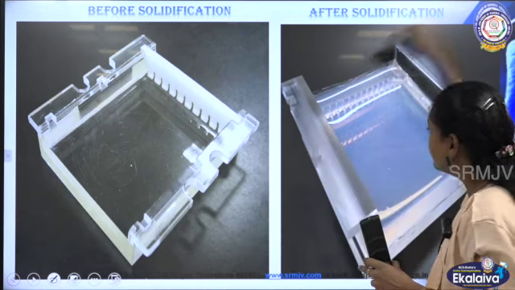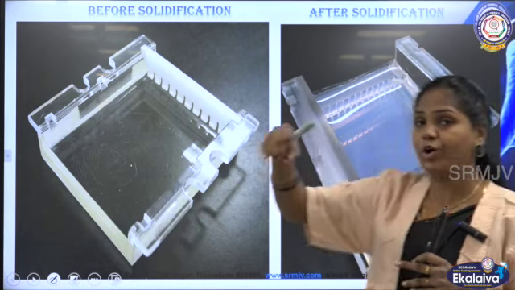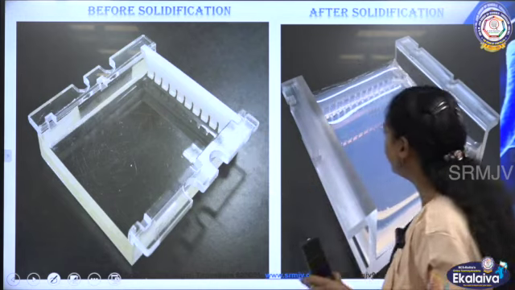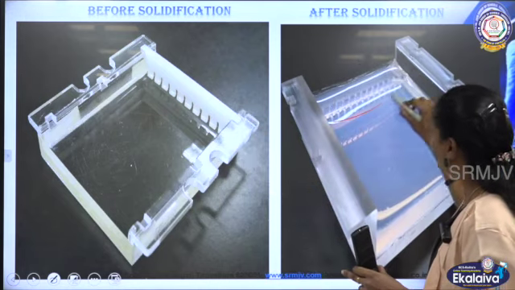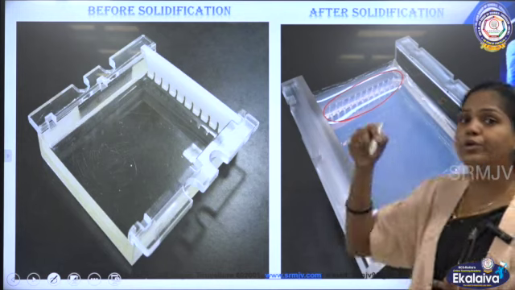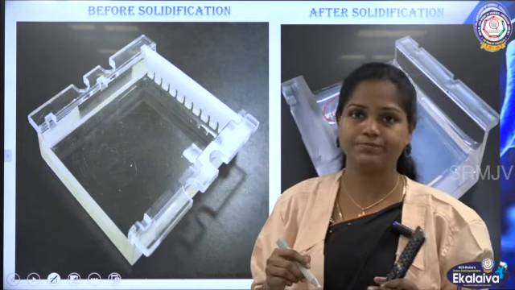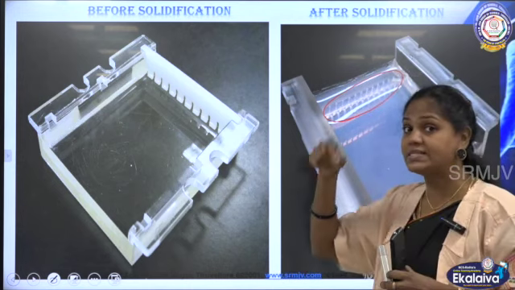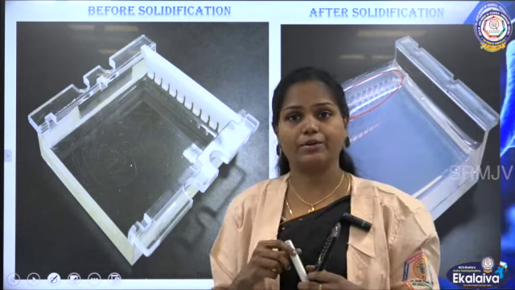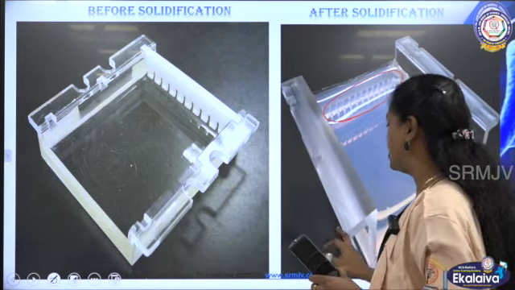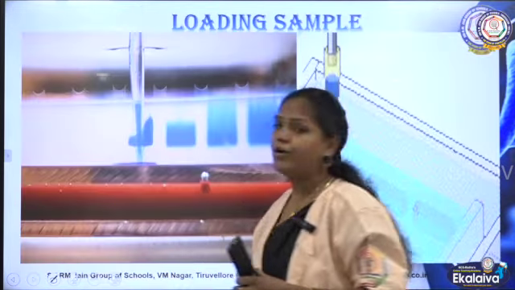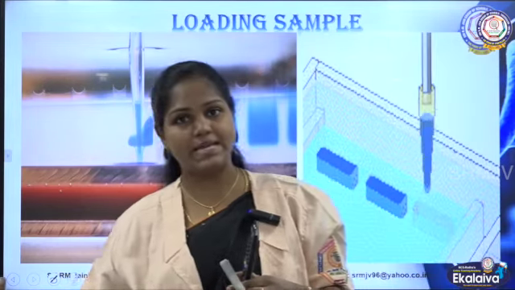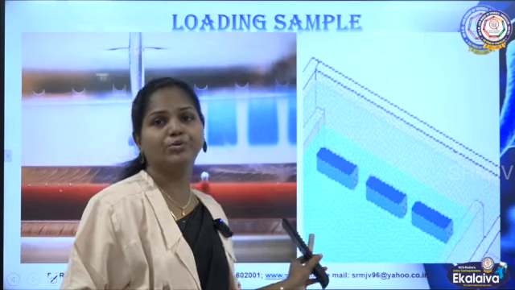So, you can remove the comb, the plastic comb you inserted before pouring the agarose gel. When you remove it, you can see the wells made here for loading our DNA sample. That is the purpose for which you insert your comb in gel electrophoresis. Now our gel is ready for electrophoresis. We have our DNA sample and our electrophoretic unit is ready.